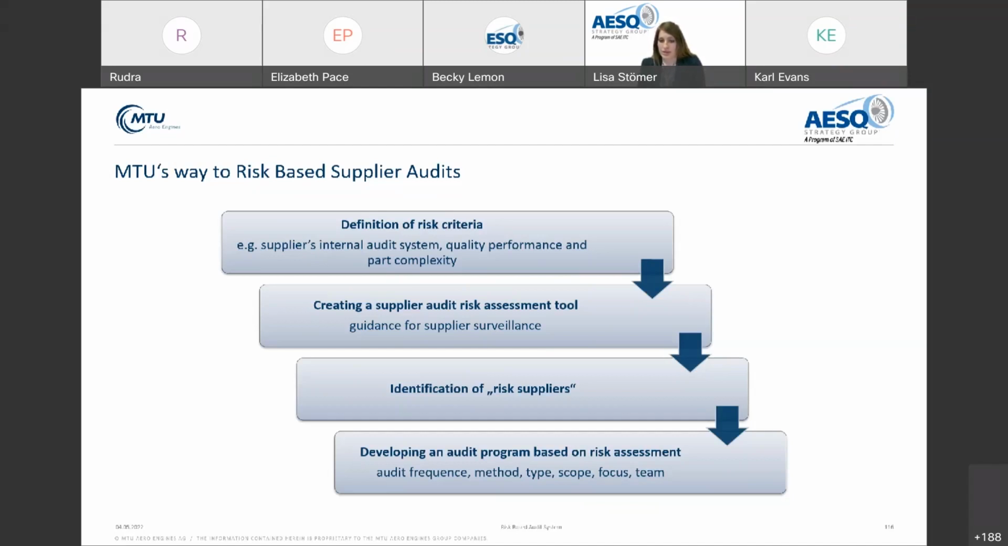Another important criterion is the annual audit report of the supplier, and this gives us some information about their audit system. And to get in more detail, we defined criteria together with MTU suppliers experts. And of course, we searched for industry best practices. In the next step, then we created a supplier audit risk assessment tool. And for this purpose, we prioritized the defined risks and put a weighting system behind that. Then the tool underwent several tests and optimizations. And with the help of the tool, the risk suppliers can be identified. And in addition, the tool shows the highest rated risk for each supplier. This is used then as an input for the annual audit plan.